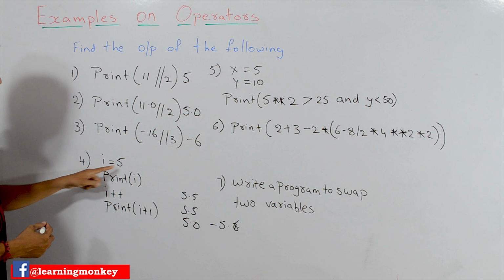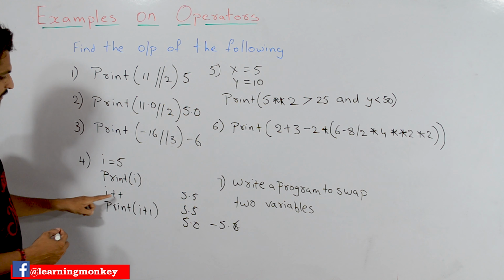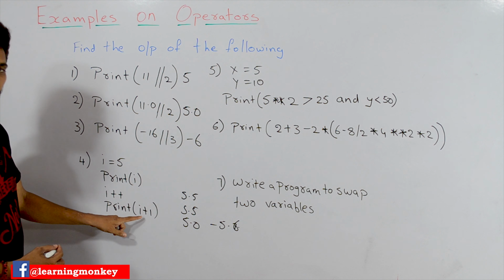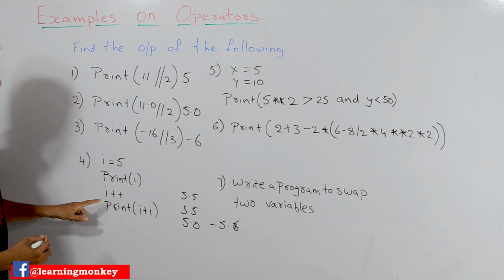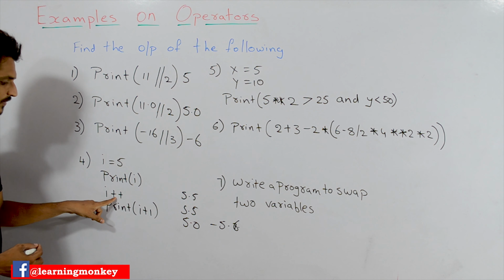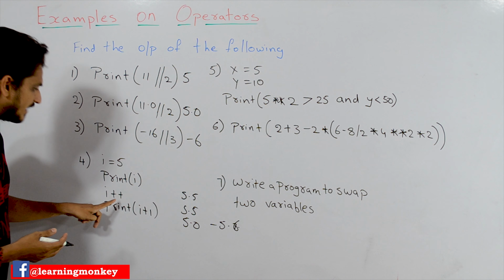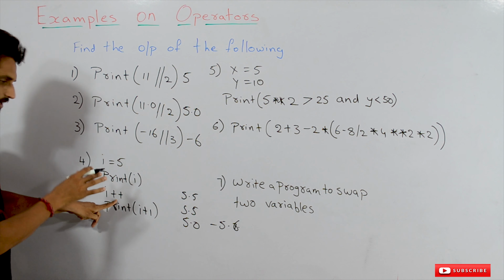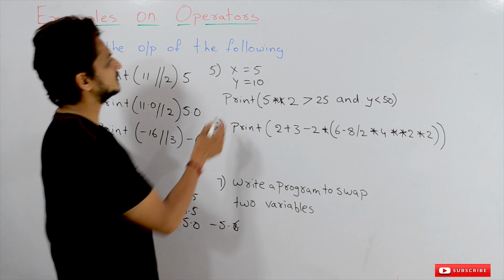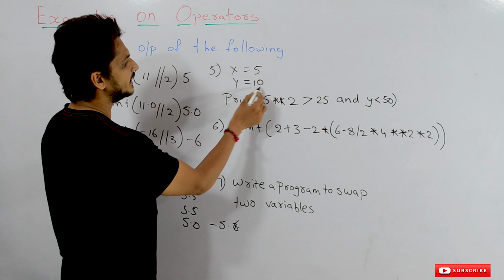Next one is i is equal to 5. Print i plus plus, print i plus 1. Will this execute? No, it won't execute because we don't have the operator i plus plus in Python. That is the concept you have to understand, because usually in C and Java we have this one. So we'll get confused. That's why we separately mention that i plus plus is not there in Python, so it won't get executed.